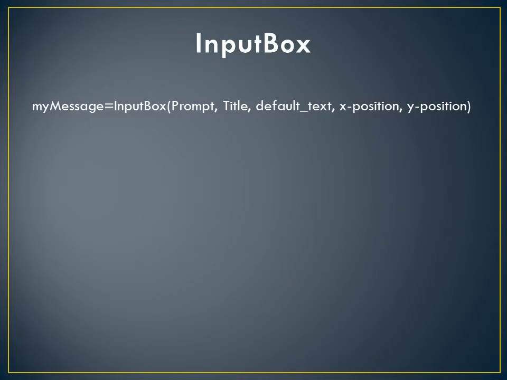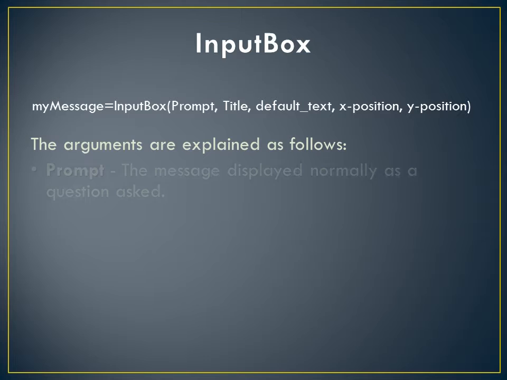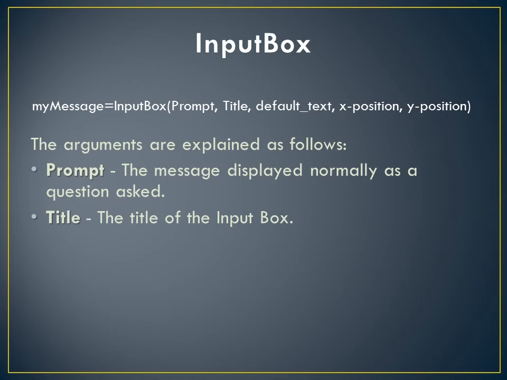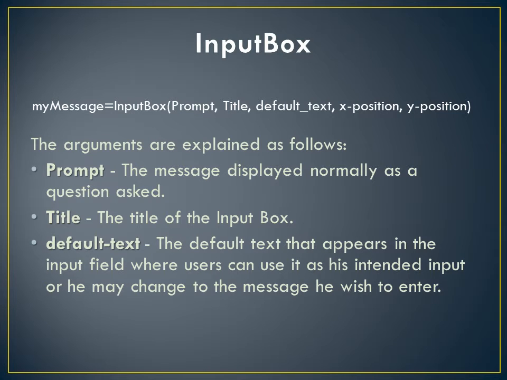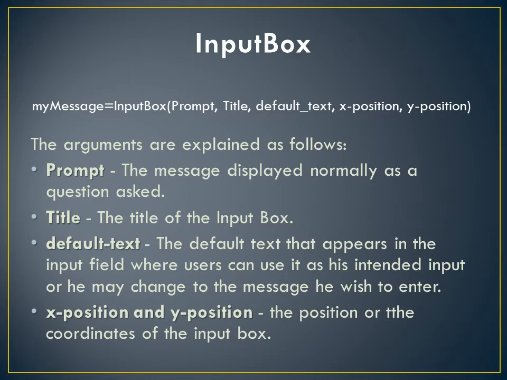Now, with these arguments, we have the prompt, the message displayed, normally a question asked. The title is the title of your input box, while the default text appears in your input field, where the user can use it as his intended input or he may change it to the message he wishes to enter. And your X position and Y position, or the coordinates of the input box.